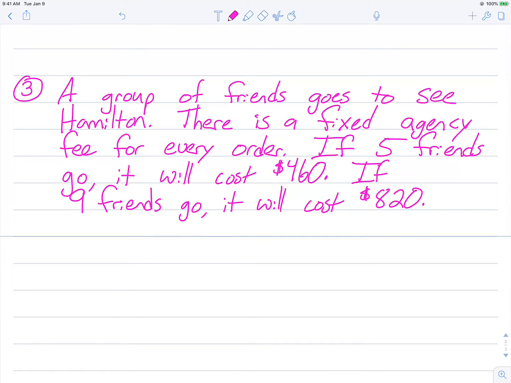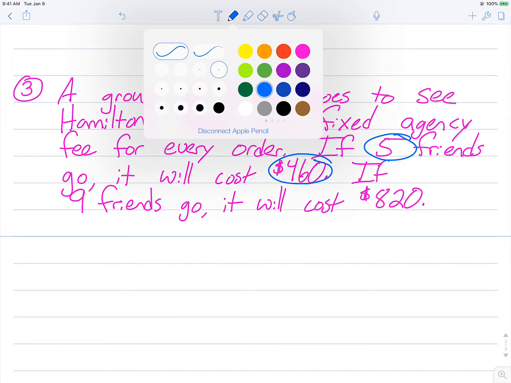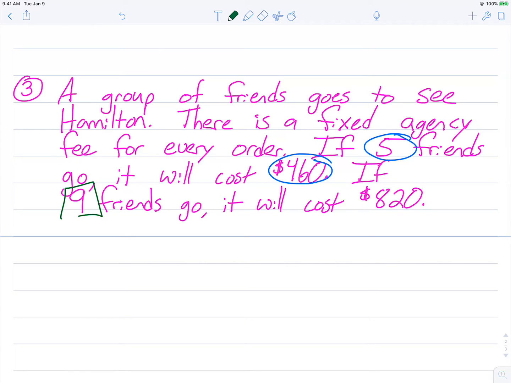A group of friends goes to see Hamilton. There is a fixed agency fee for every order. If 5 friends go, it will cost $460. If 9 friends go, it'll cost $820. So we don't know how much each ticket costs, which would be the slope, and we don't know the fixed agency fee, which would be the y-intercept, the starting amount. All we have is 2 sets of information. We know that if 5 friends go, it'll cost $460, or if 9 friends go, it'll cost $820.